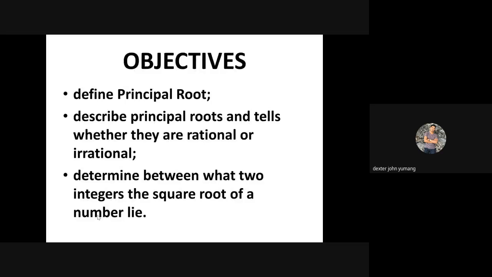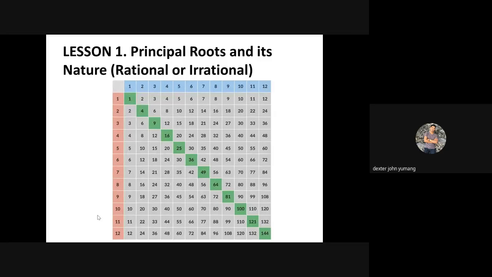By the way, our set of objectives this morning are as follows. We are going to define what a principal root is, describe the principal roots, and tell whether they are rational or irrational. We have to determine between what two integers the square root of a number lies. So can you look at this example?